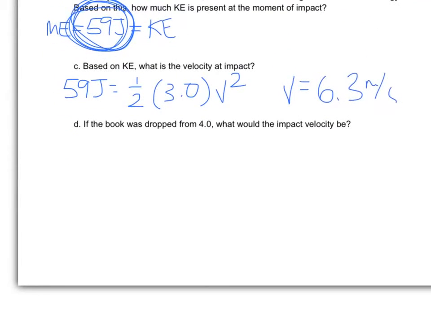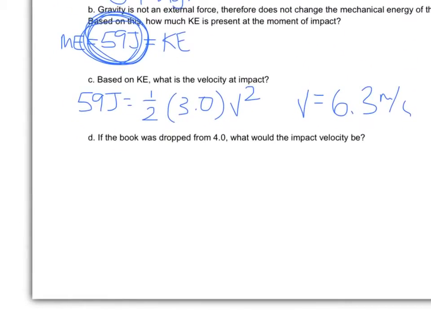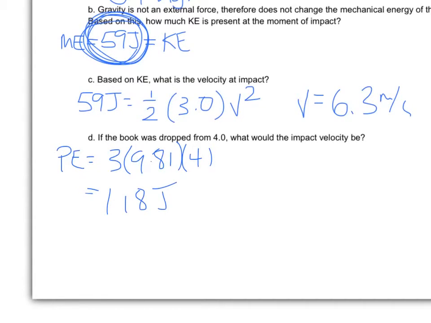And finally, we're asked if the book was dropped from 4 meters, what would the impact velocity be? So we're doubling the original height of the object from 2 to 4 meters, which means we have a new potential energy that's based on the mass times g times the height of 4 meters. And that potential energy is 118 joules. As you might expect, it's twice as much as it was when it was only 2 meters high.